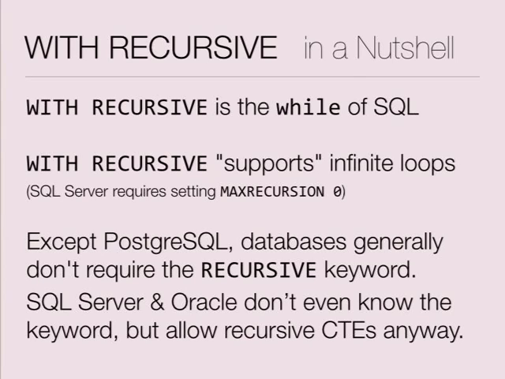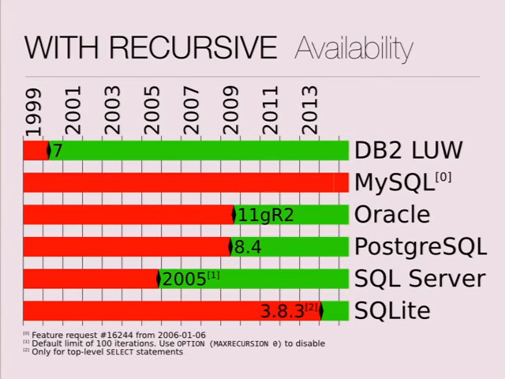And the RECURSIVE keyword, although it is mandatory in the standard if you want to refer to yourself, most databases don't require it. Some databases don't know it, but still accept the self-reference, like SQL Server and Oracle. So can you use it yet? Probably yes. Go ahead. It's there. It works since 5 years or so. Also in SQLite.